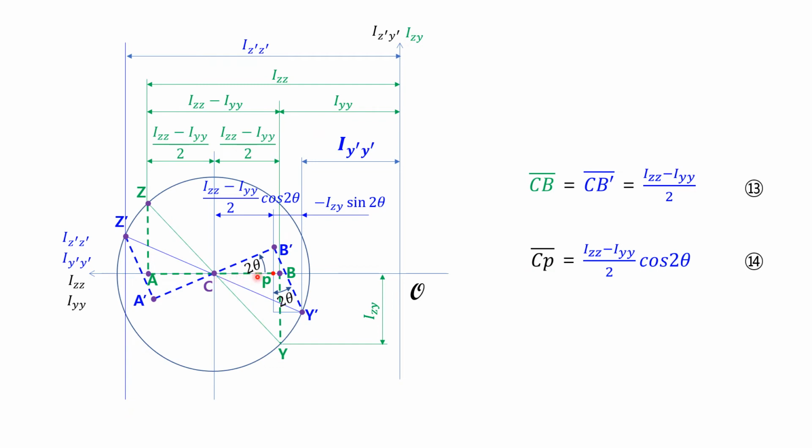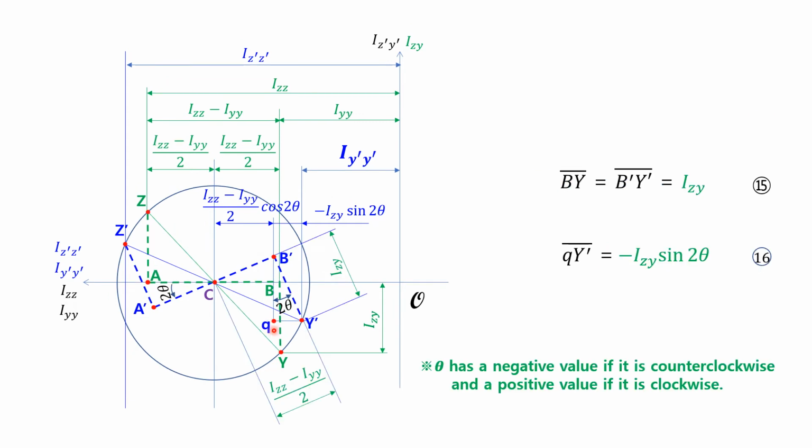Let's first calculate the length Cp, which is the horizontal length of Cp prime. Since the green dotted line and the blue dotted line are the same, the line segment Cb equals Cb prime, which can be expressed as the equation 13. Since the rotation angle of coordinate axis is 2 theta, the length of Cp can be expressed as the equation 14.